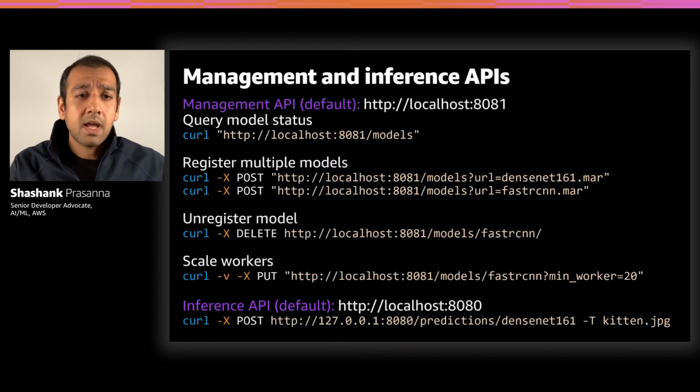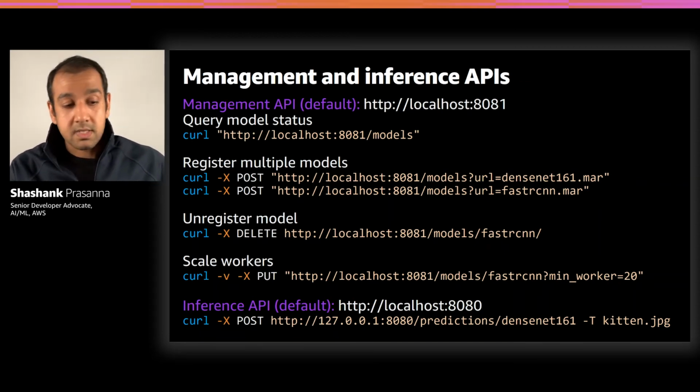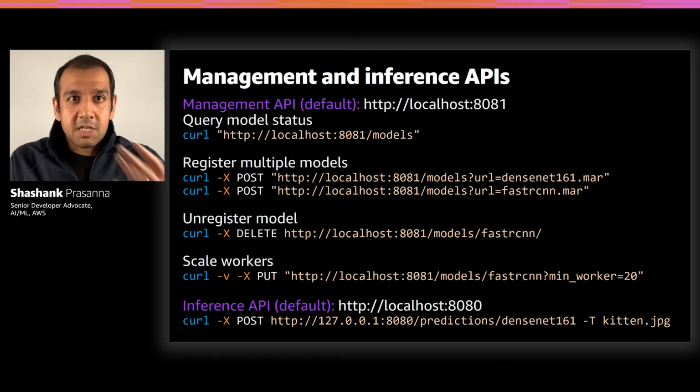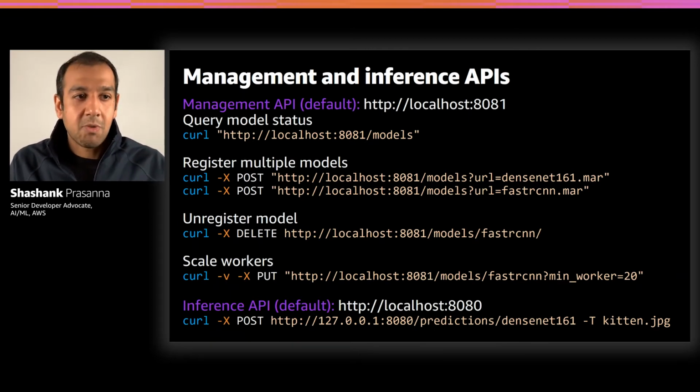Now we'll spend more time on the different APIs in the demo, but at a high level, the management API is very simple and easy to use. Here are HTTP requests to query model status, register different models, unregister models, and scale workers. These APIs are also available as gRPC APIs. And here's also an example of the inference API right at the bottom. So it's fairly easy to use, and the best way to experience this is to see it in action in a demo.